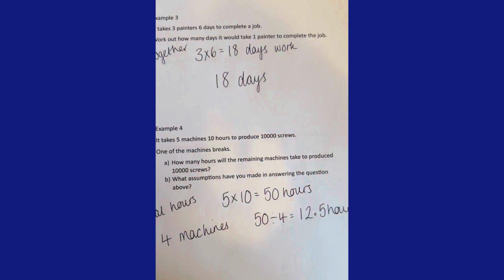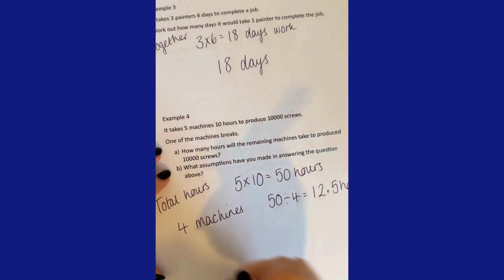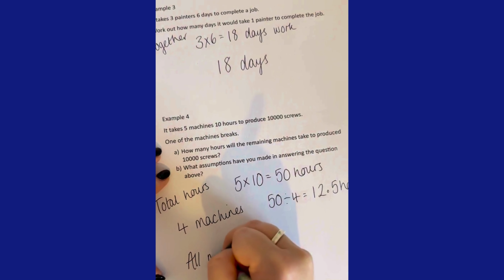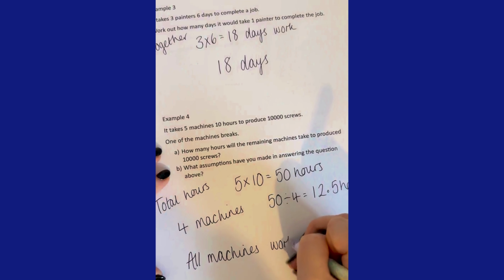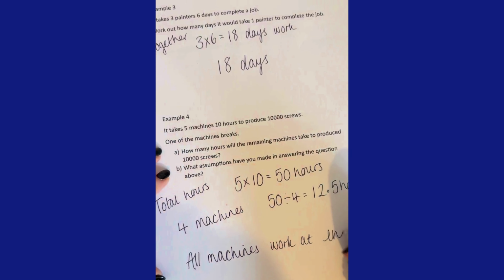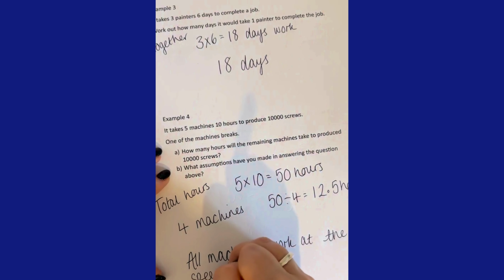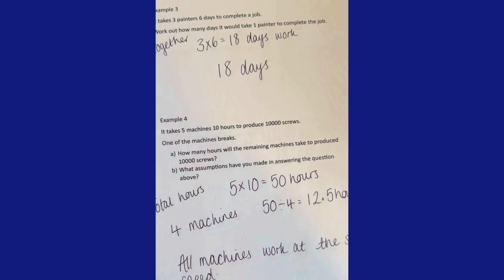Now, part B says, what assumptions have you made in answering the question above? Questions like this are always wanting you, this is going to be a 1-mark question, to state what you've assumed. And quite often the assumption is that all machines work at the same speed. The reason that I've made that assumption is because I'm assuming that the remaining 4 machines are going to work at the same speed they worked at when it was 5 machines producing the 10,000 screws.